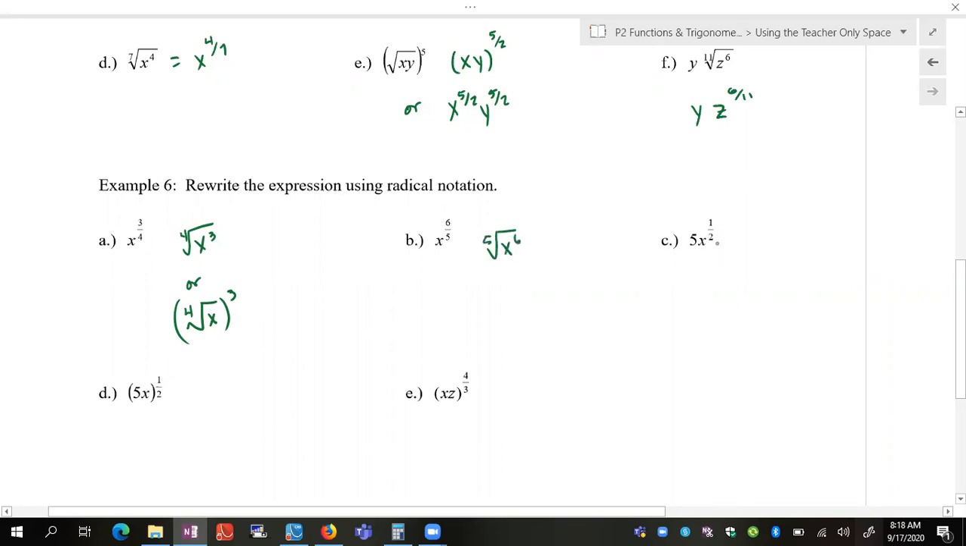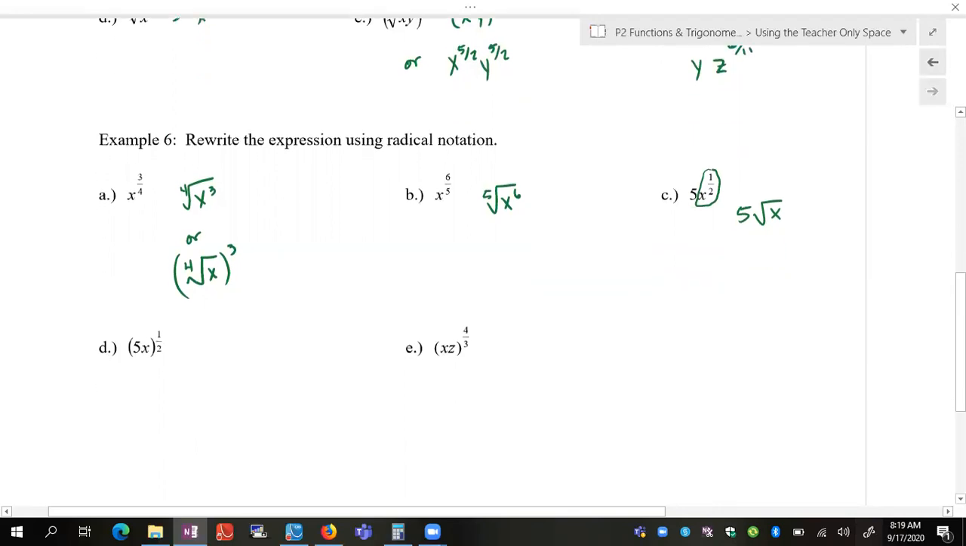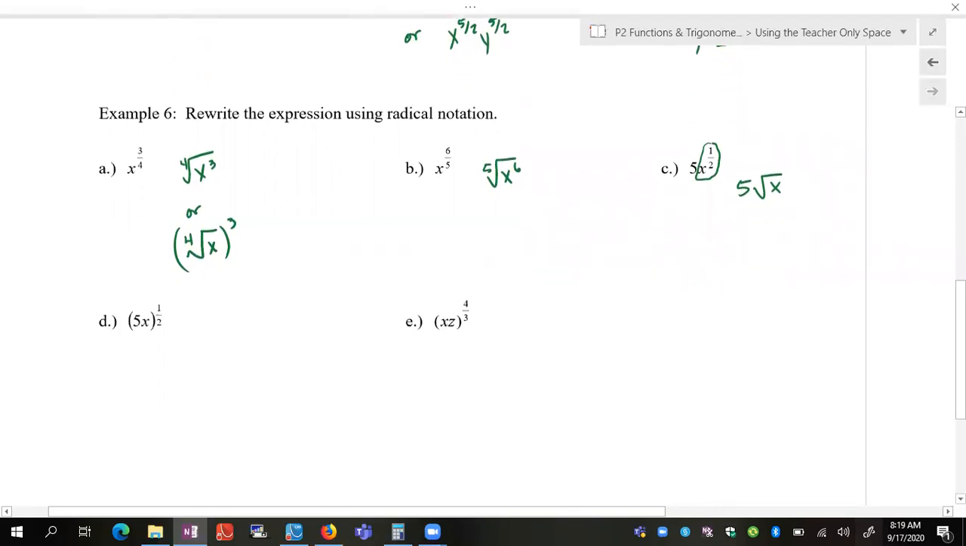And then C, the only thing getting raised to the 1/2 is the x. The 5 might look like it's getting raised to the 1/2, but it's not. So really this is going to be 5 square root of x, the only thing there getting raised to the 1/2 is the x. If there were parentheses, then both the 5 and the x would be, just like example D here. So that's the difference. For example, D and E, those have parentheses. So go ahead and pause the video, and then I'll give you the answers for these.